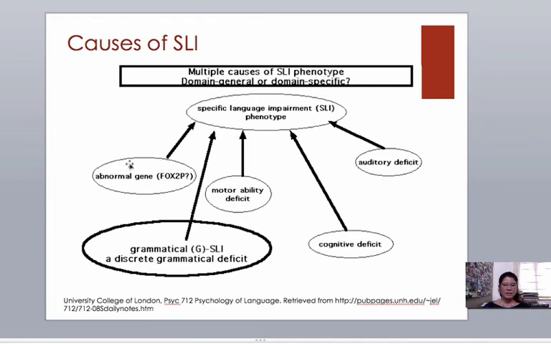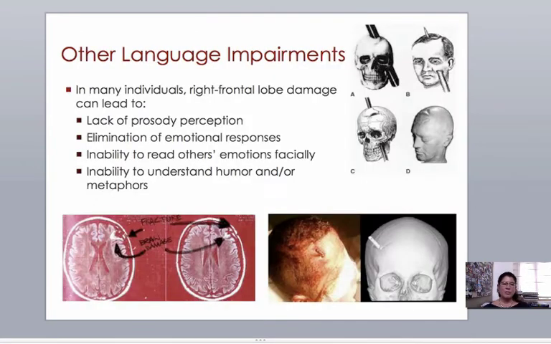Some things can be genetic. We can have other problems that are cognitive deficits. You can have other things that are auditory deficits. There are different roots to these types of problems. Some language impairments are not related to, for example, the left hemisphere. Typically, if you have a broken Wernicke's area in your left frontal and parietal lobes, you can still have other types of language impairments caused by difficulties in right frontal lobe processing.